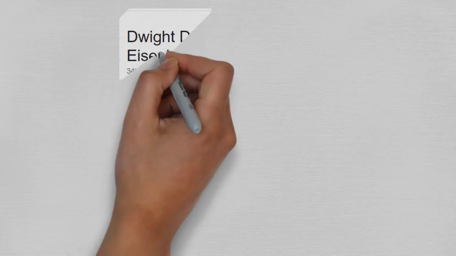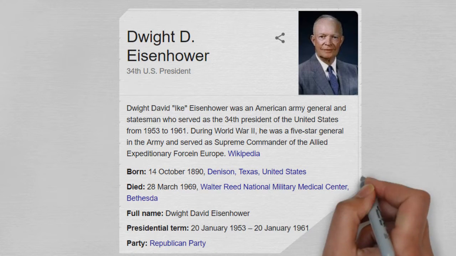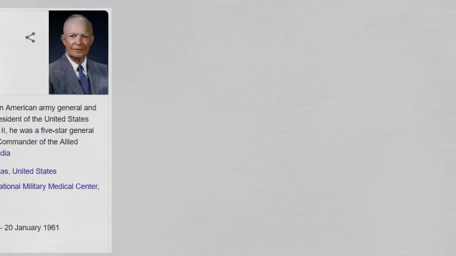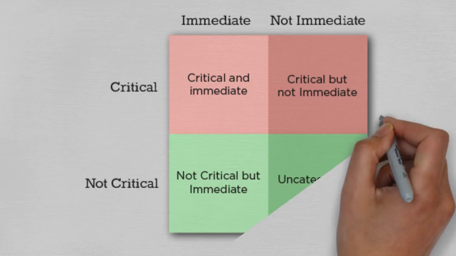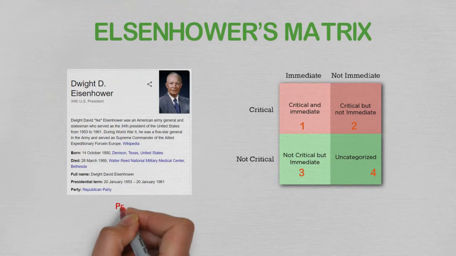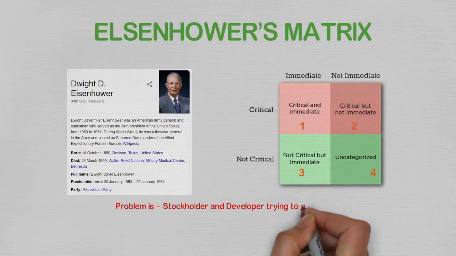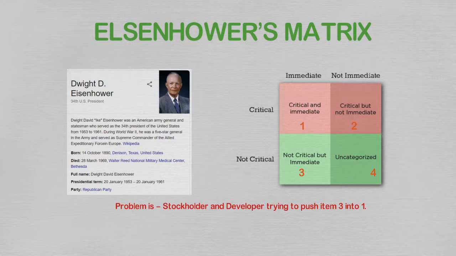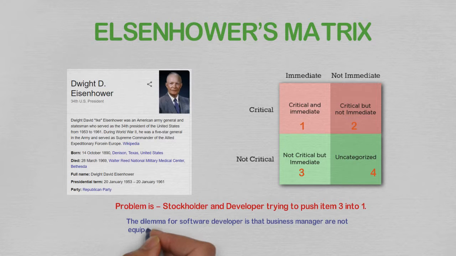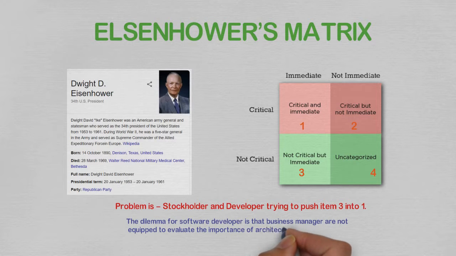Then he gave an example of Dwight D. Eisenhower, with a chart showing what the priority should be when picking a task. He gave four examples: critical and immediate, critical but not immediate, not critical but immediate, and some uncategorized. The biggest mistake the stakeholders make is trying to turn not critical but immediate into critical and immediate. It means you won't get time, and you need to develop very fast. So that's the issue.